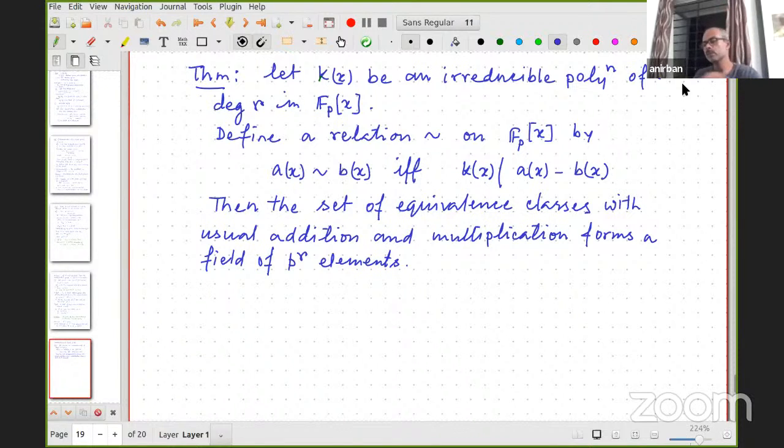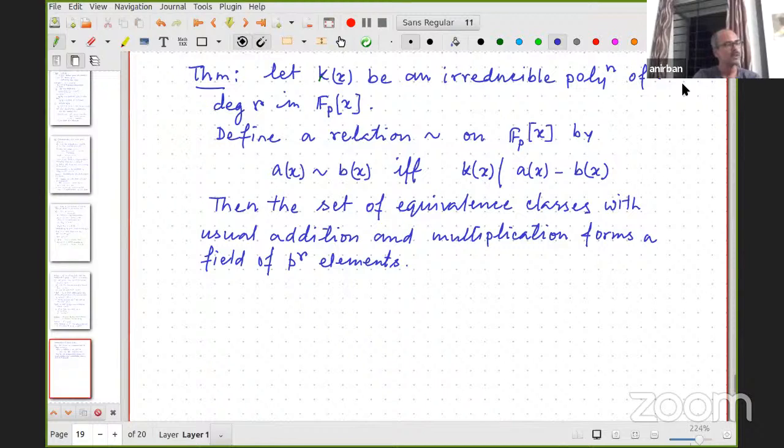So the next thing we should aim for is to prove that there exist irreducible polynomials. Consider Fp, and if you have an irreducible polynomial of degree r with coefficients from Fp, then you can construct this field with p to the r elements. So we should also be able to prove that there exists such an irreducible polynomial. If you do not have an irreducible polynomial, then you cannot construct such a field.